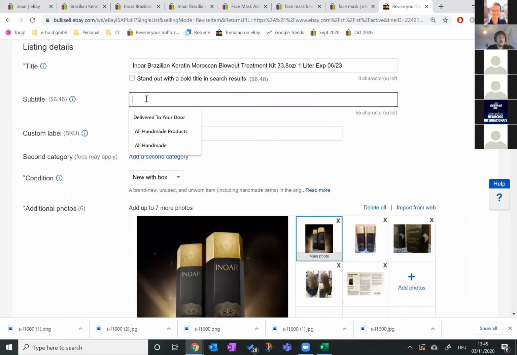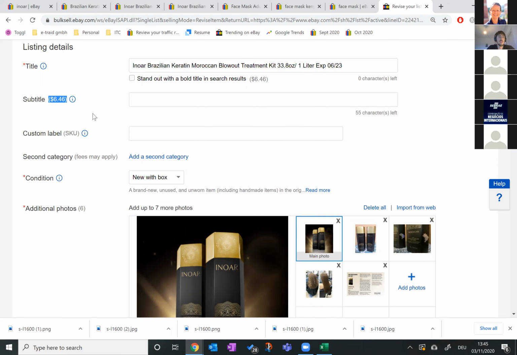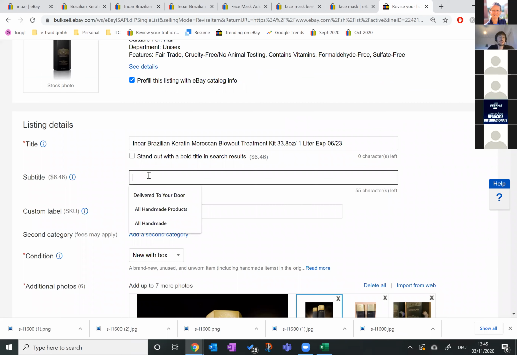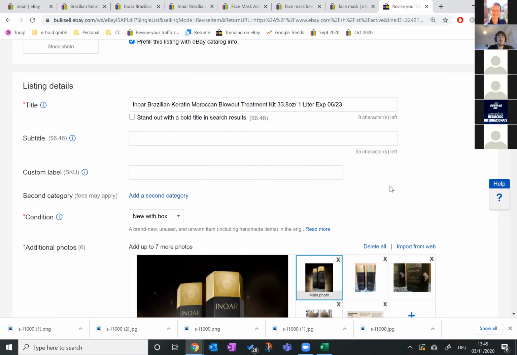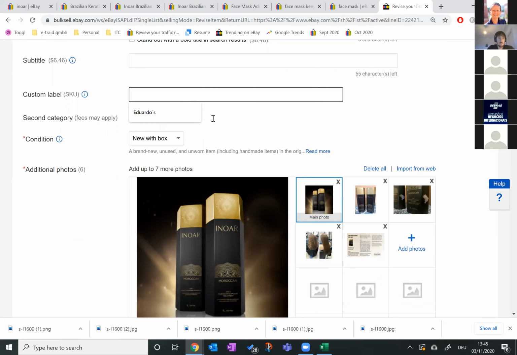In terms of subtitle, I never recommend using a subtitle because eBay actually charges for subtitles, and it's just more keywords that you can use. So what I'm always saying is use all the free keywords that you can use here, and don't use a subtitle. Custom label: if you want to give your item a custom label, that might be an item number or anything that you use for your own stock management. You can do that here.